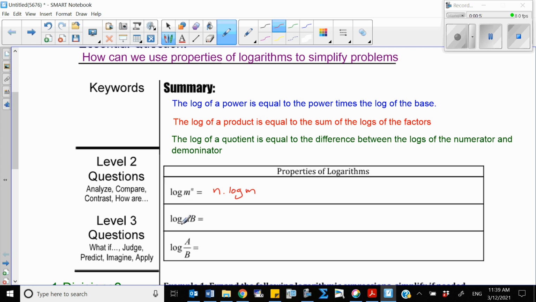Next one is log of a times b. This is when we have log of a product. In this case, we can change it to sum of the log of the factors. So here, a times b, the a and b are the factors, so I can write this as sum of the log of the factors. So log of a plus log of b. So that's how we simplify it.